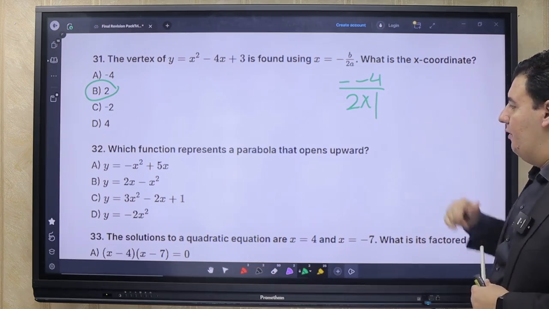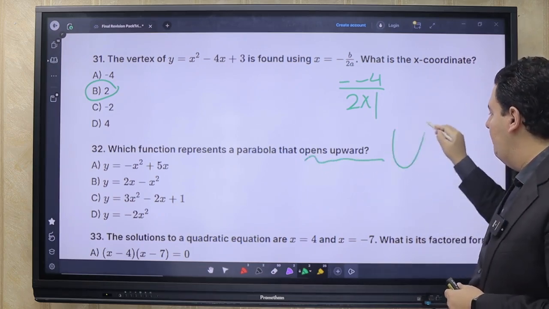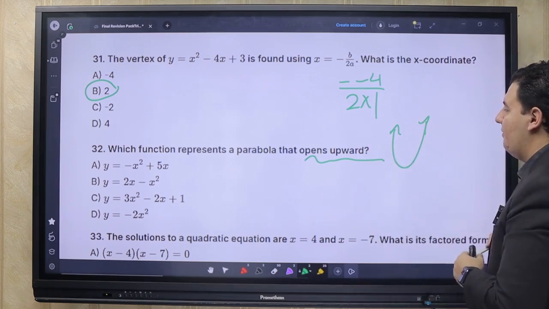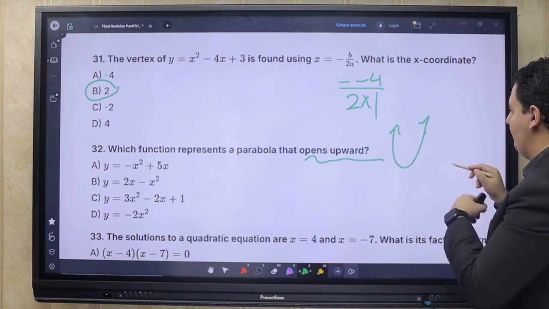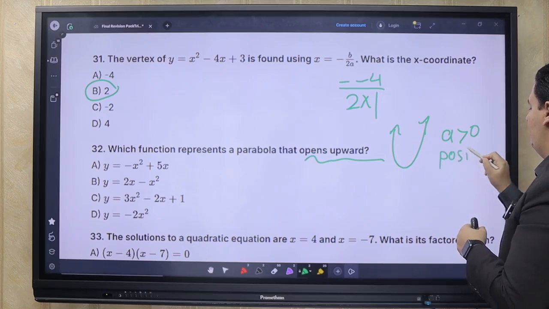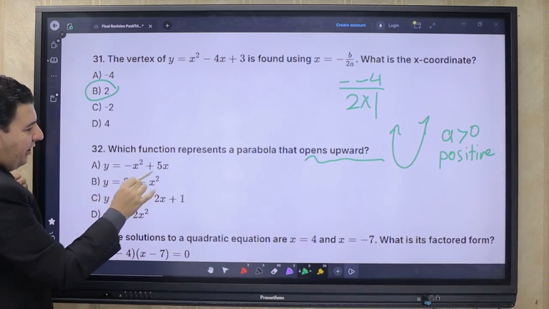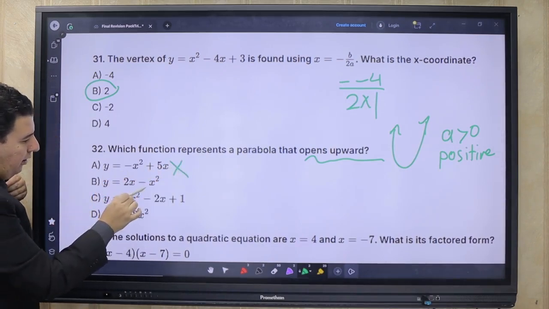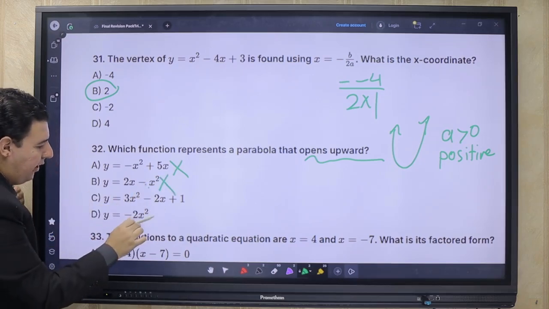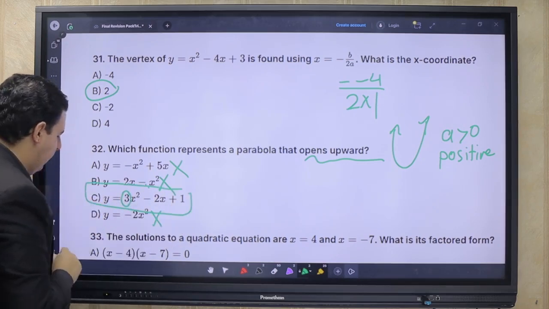Which function represents an upward curve? This curve is open upward. So which one of these quadratic functions represents an upward diagram? This is the sketch for upward, so we will choose a greater than 0, which is positive. Which one of them has a positive? Here, number 1, a is negative, so this is downward. This a equals negative, downward. And this a equals negative, downward. But a here is positive 3, upward, we will choose letter C.